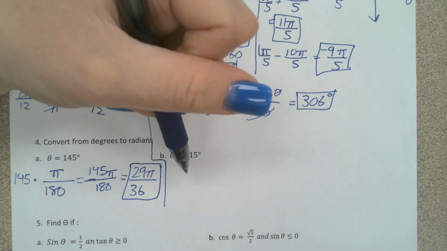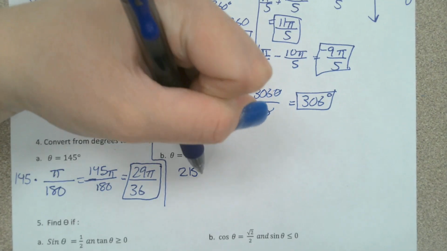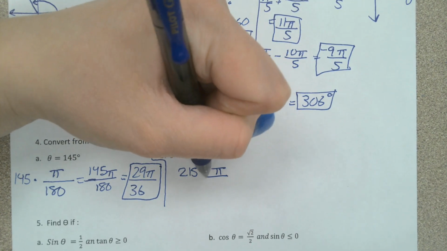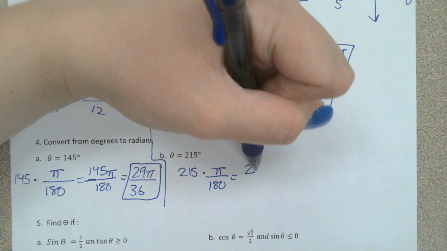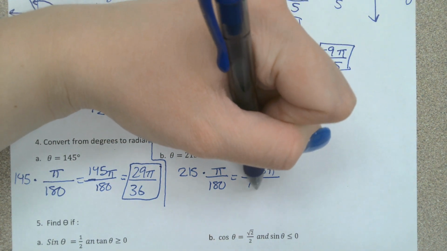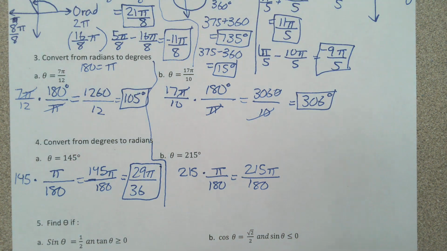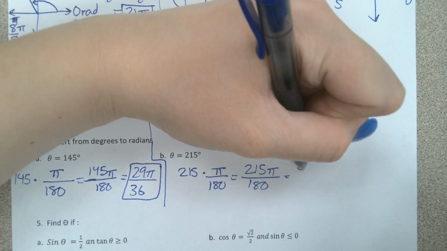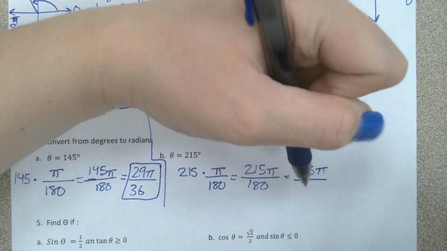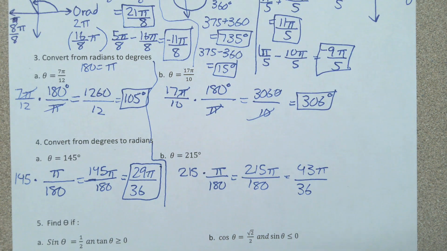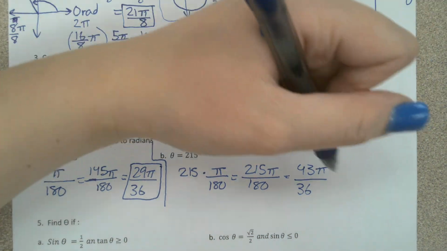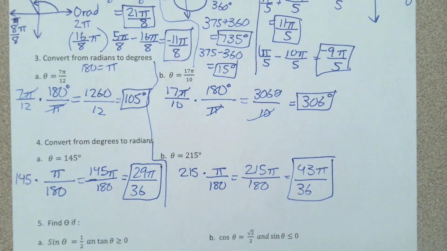All right, theta equals 215. Same process. Multiply by pi over 180 to get radians. So it's going to be 215 pi over 180. Once again, we can divide by a 5 here. 215 divided by 5 is 43, which again is a prime number, so it's probably not going to come out nice. 36 on bottom. That's about all we can do. That's our answer.